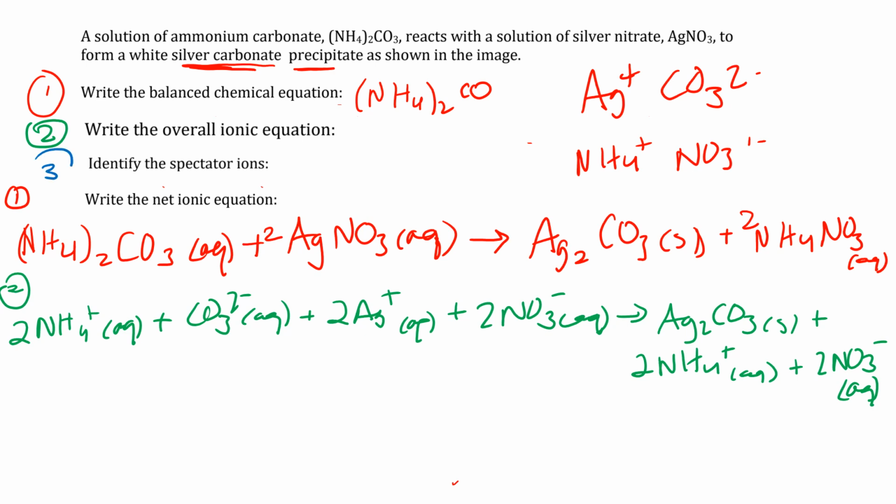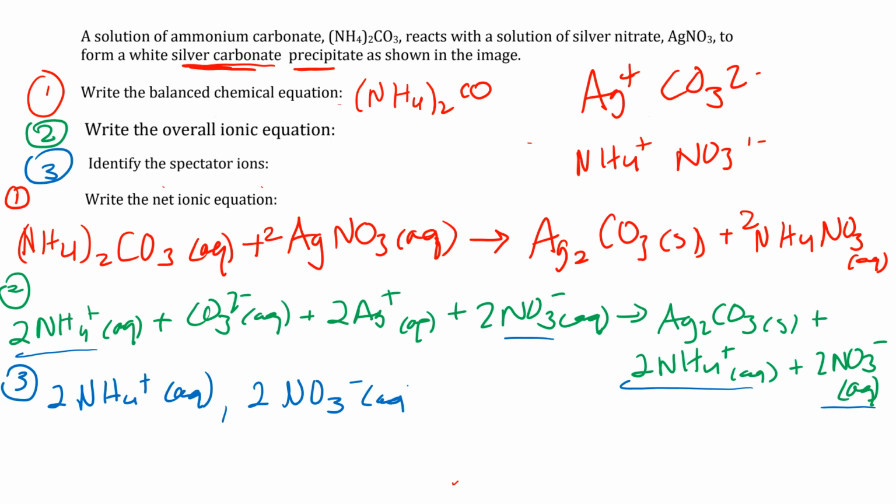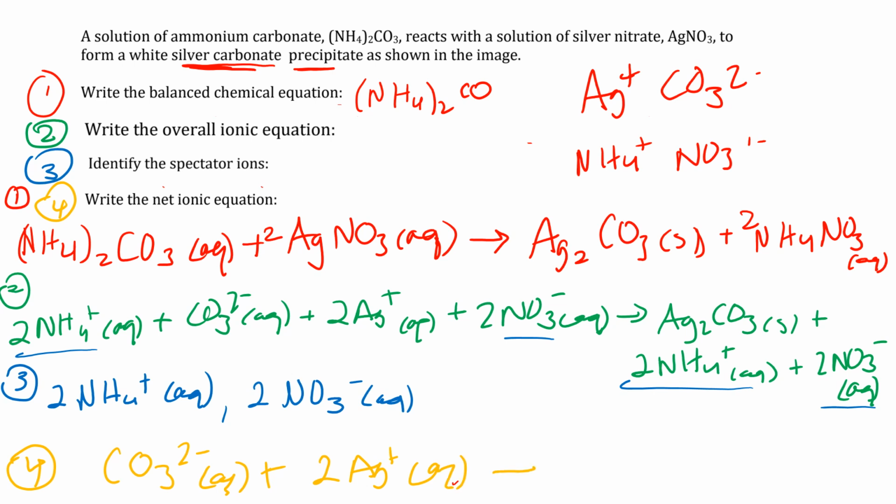Number three, identify any spectator ion. So whatever is present on both sides as an ion. We have this here, and then we have this here. Present on both sides, both aqueous, so that's going to be a spectator ion. The two nitrates here and here, so that's going away. So your net ionic equation will just be CO3 2 minus aqueous plus 2Ag plus aqueous produces Ag2CO3 solid.